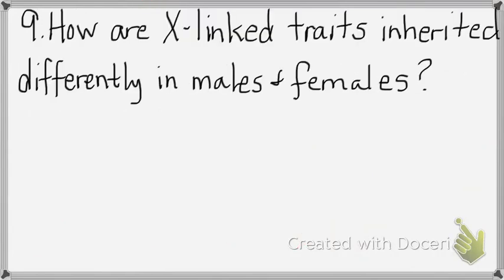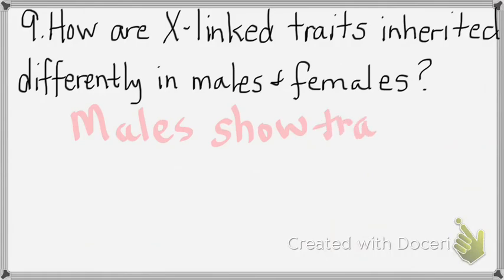Okay. So speaking of the X chromosome, all the traits on the X chromosome are called X-linked traits. How are X-linked traits inherited differently in males and in females? Like who tends to show X-linked traits like hemophilia or color blindness? Males. Mm-hmm. Okay, so then what about females? They don't. They hide it. They're carriers. Very good.